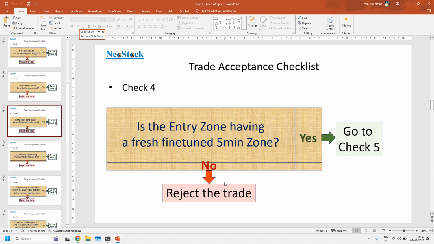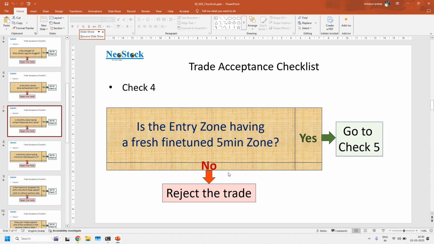I am saying the fine-tuned 5 minute zone is not for the entry purpose. Then what is the purpose? What is that you learned in lesson 16? When a zone will be violated. If a zone is not having a fresh fine-tuned 5 minute zone, there are 80% chances of zone violation. Higher chances. At least at the 80% level we can say the zone can be violated.